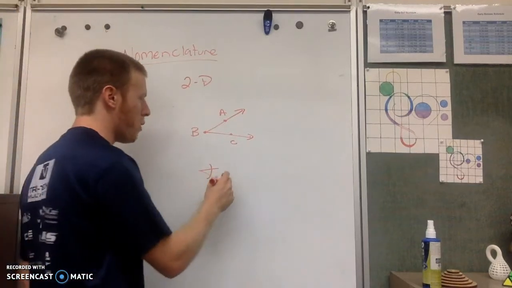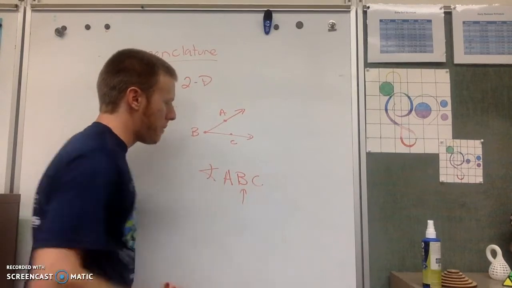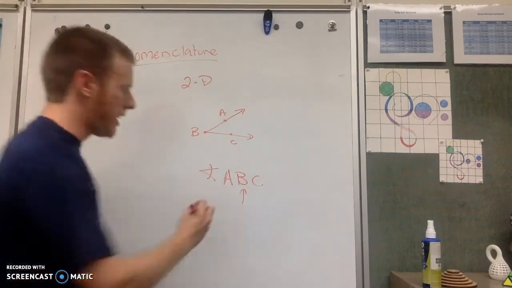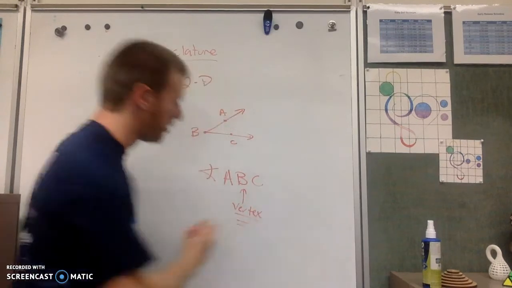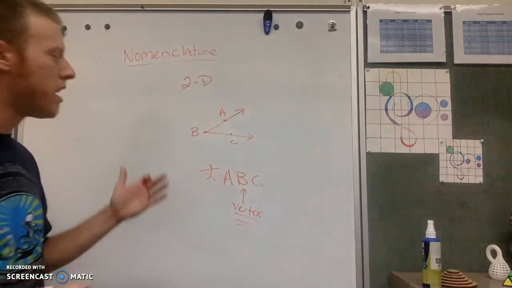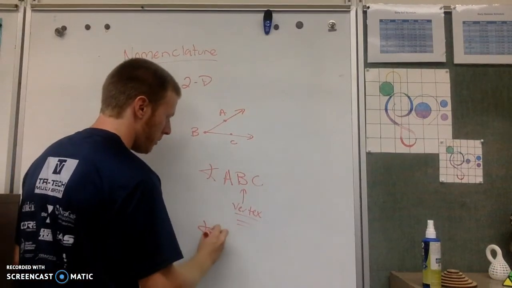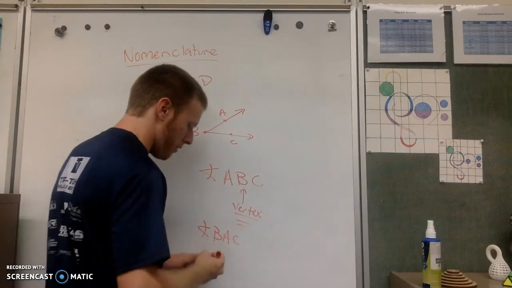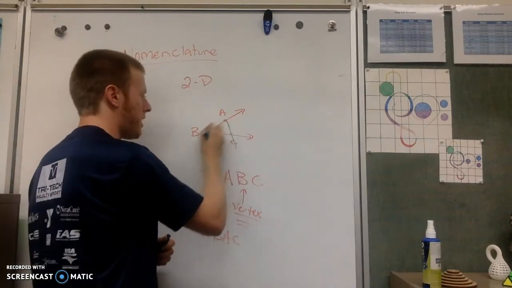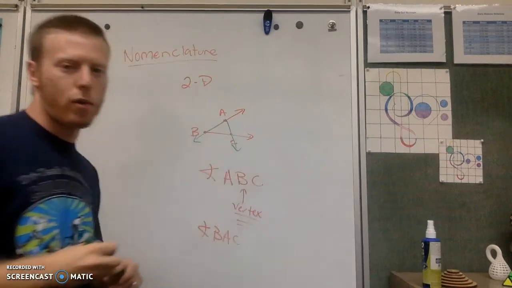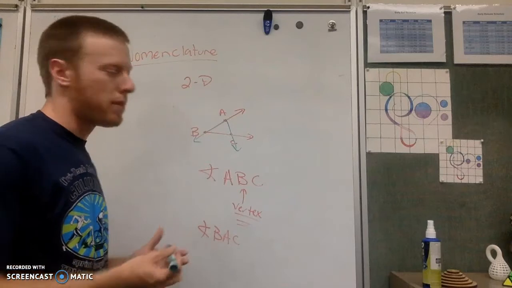It's pretty straightforward. A, B, C. B, that middle point, has to be the vertex. Has to be the vertex. Has to be. Okay? Don't know how many times I have to repeat that. Because if I'm going to write this right here, BAC, I'm going to be referring to this guy. BAC is this angle right here. We don't want that in this particular diagram. So keep that in mind.